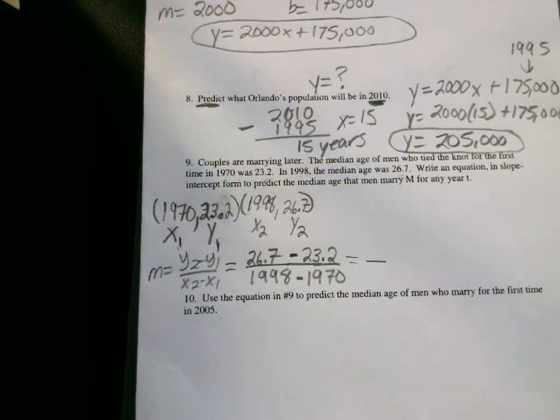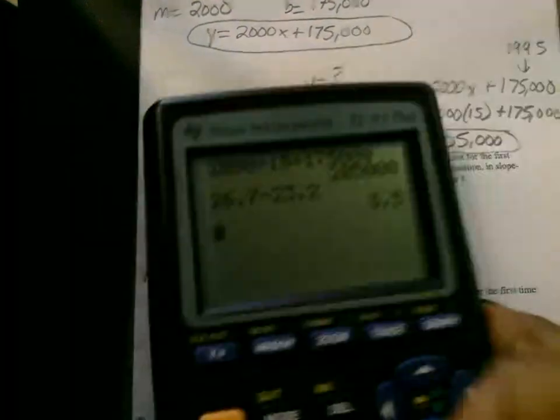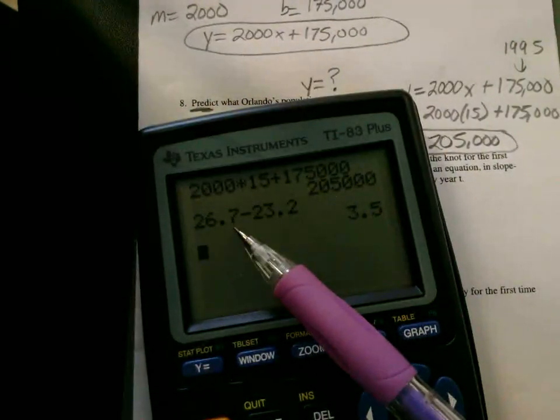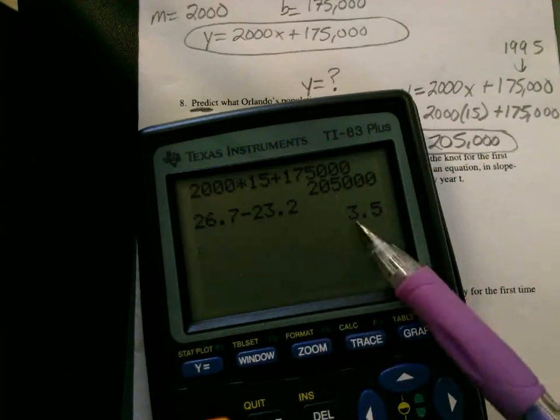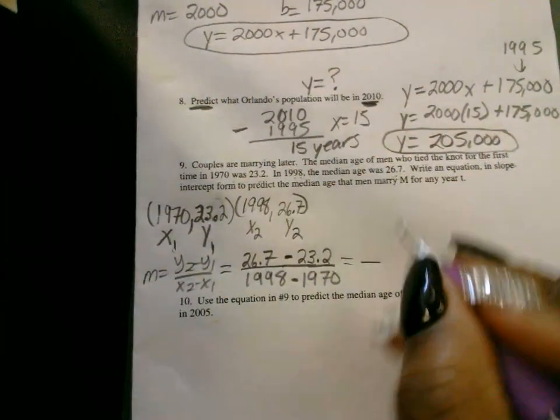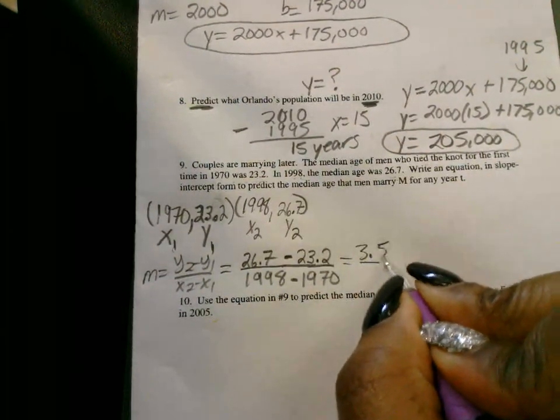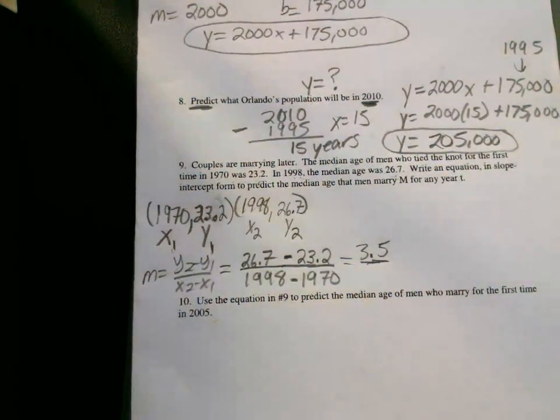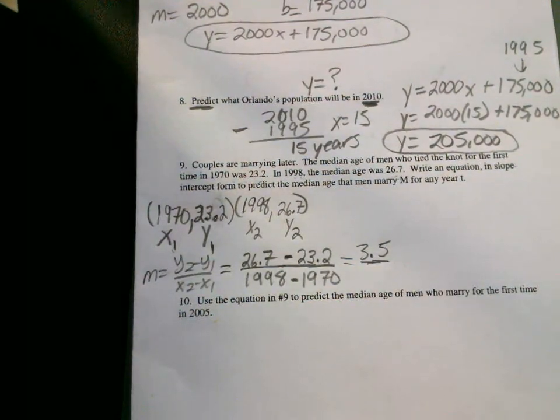Come on, baby. So we get, look, 26.7 minus 23.2 is 3.5. Okay, so it's a 3.5 year difference. They're 3.5 years older. In how many years is that?